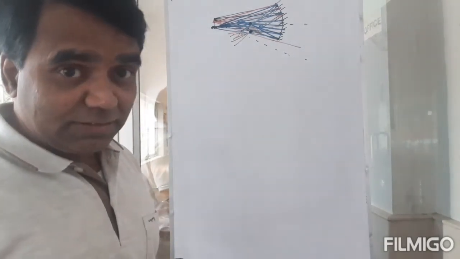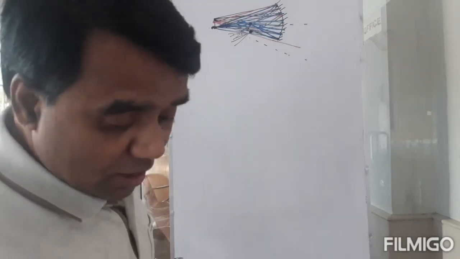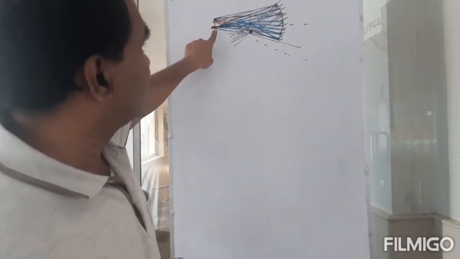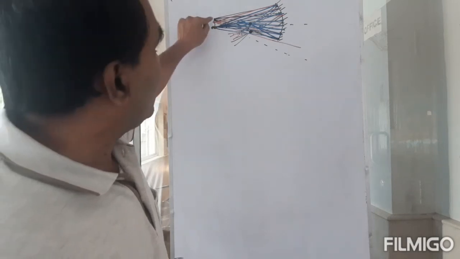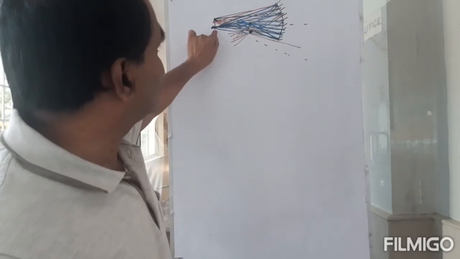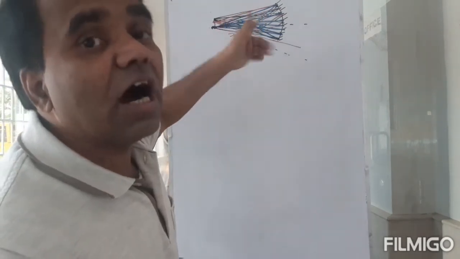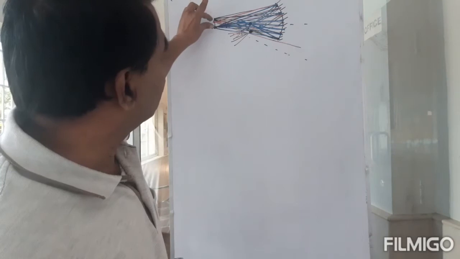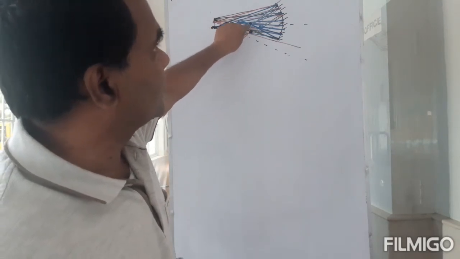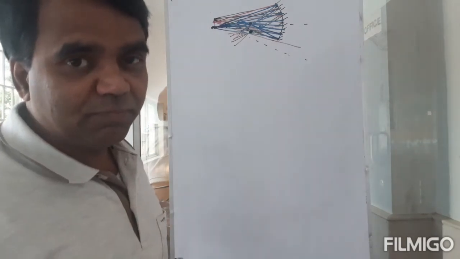Why? Because all I need is this point and this point. If I know where this point is going to make its image, and if I know where this point is going to make its image, I know that all the other points will make their images here, between these 2 points.